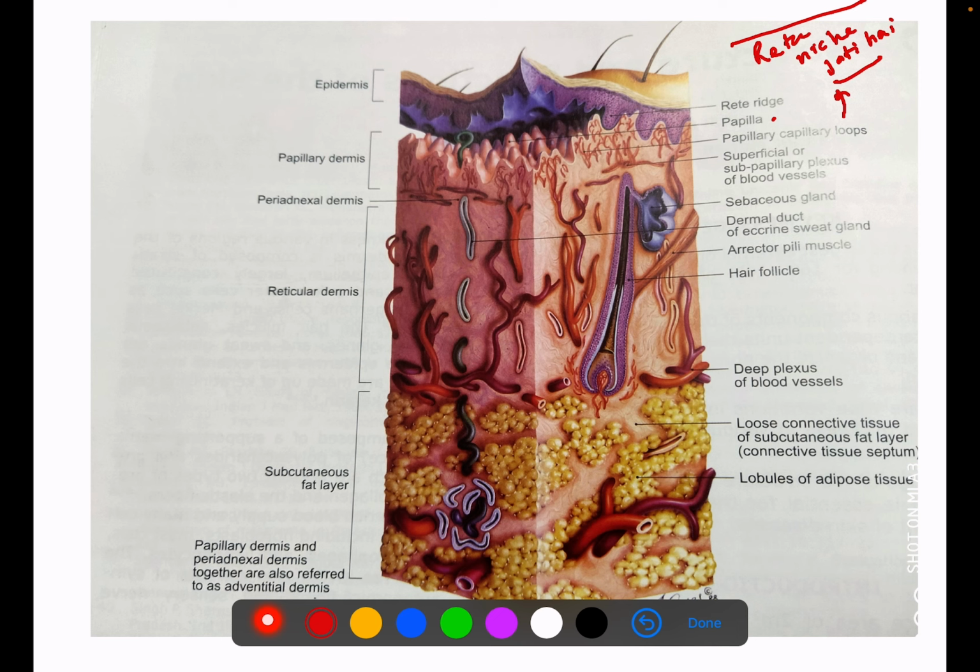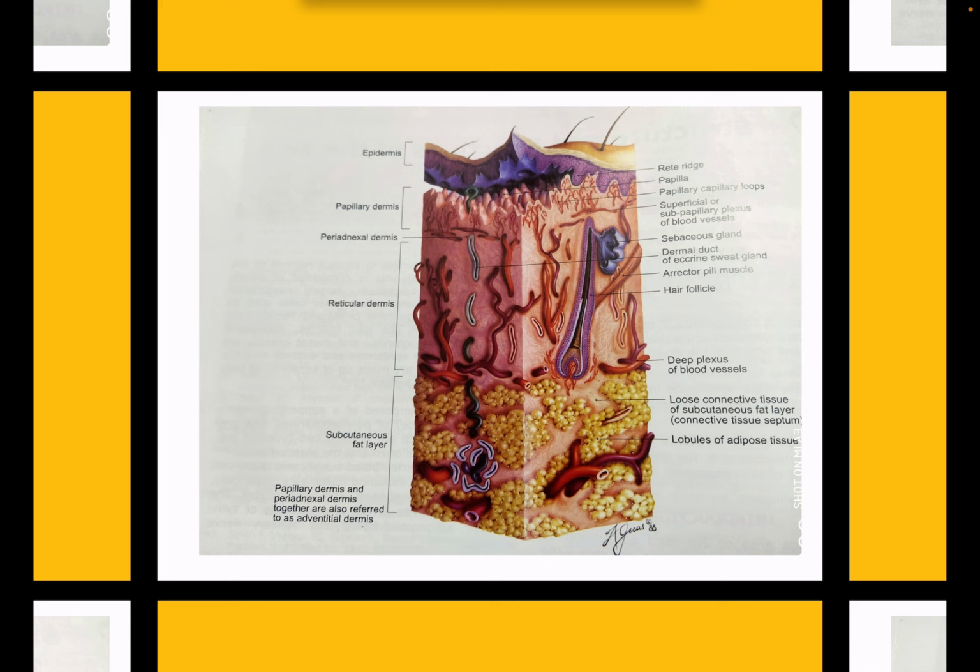Papillae also have capillary loops, the superficial and subpapillary plexus of blood vessels. And we have the sebaceous glands, dermal duct of eccrine sweat gland, arrector pili, hair follicle, deep plexus of blood vessels, loose connective tissue of subcutaneous fat, and then lobules of adipose tissue. We'll be discussing all these in the coming chapters. For now, we'll be sticking to the same topic.